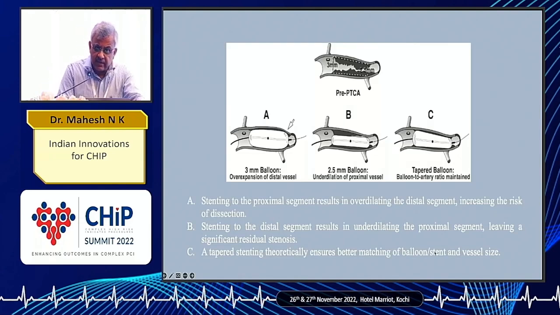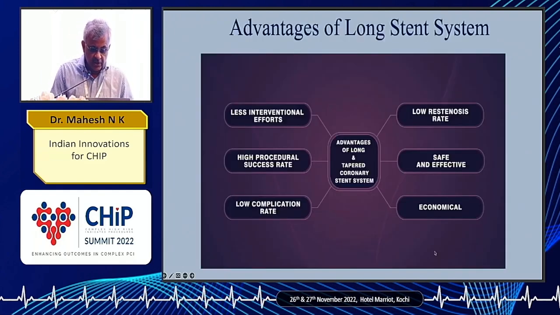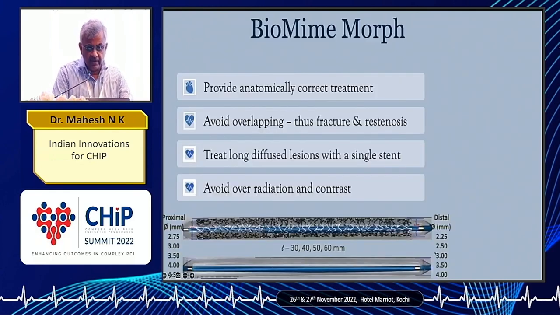Most of the coronaries are tapering, so if you use the same dimensions for the proximal and the distal, there's a good possibility that you will under-expand the proximal or over-expand the distal, both of which have their own complications. So the long stent system has its own advantages of much faster, lesser interventional efforts, low complication rates, and instead of 2 stents, you can use 1 at the same cost. So the stent I'm talking about is the Biomime Morph.